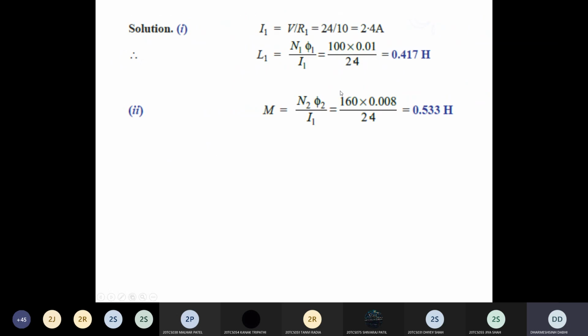All of you understand this? What I want to say is that... All of you, yes or no? Yes, sir. So M is equal to 0.533 Henry. All of you get this answer?